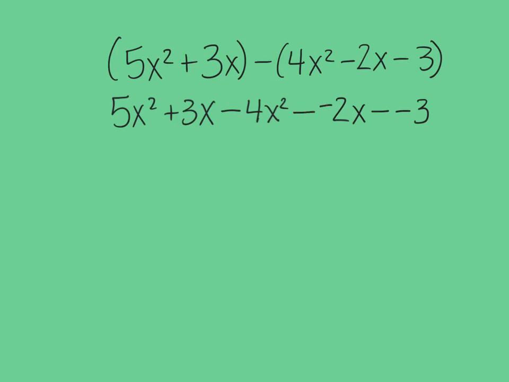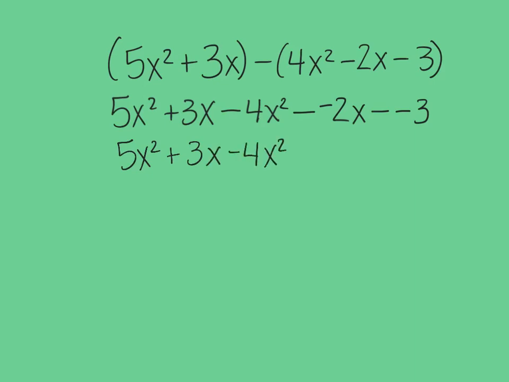So I'm going to rewrite this, but I'm going to make these 2 parts here where I have minus negative, I'm going to make them plus a positive because that will be easier for me to think of. So first we have our 5x squared plus 3x minus 4x squared.